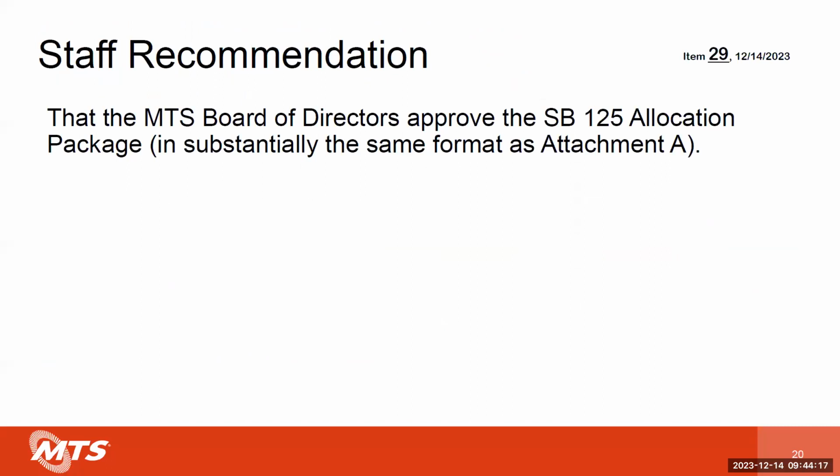So the staff recommendation is that the MTS Board of Directors approve the SB 125 allocation package, and that's in the same format substantially as attachment A. And I'll mention that this is due to the state by the end of this month. We'd like to get it in as early as possible. The state's indicated that they're going to take these applications in the order they're received. So we'd like to be first in the door. And hopefully that means that we'll be the first to start receiving the funding in spring.